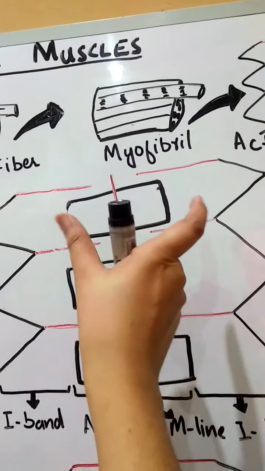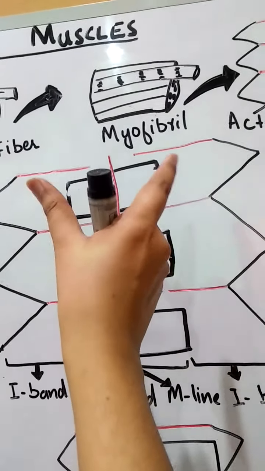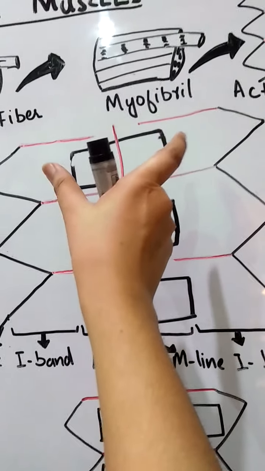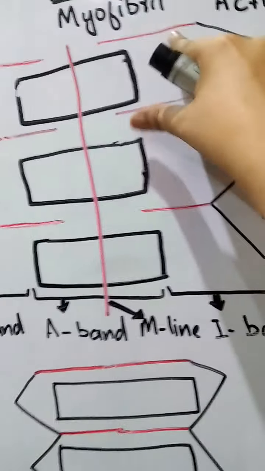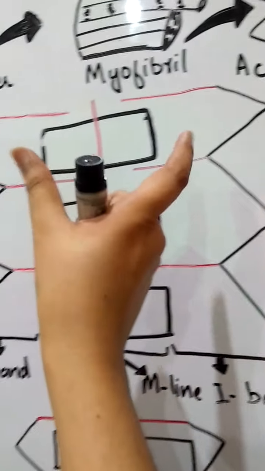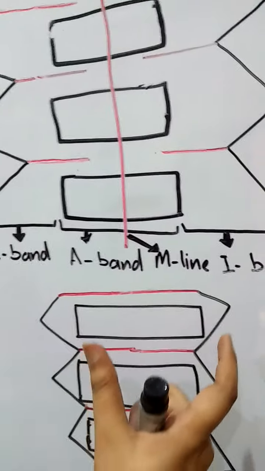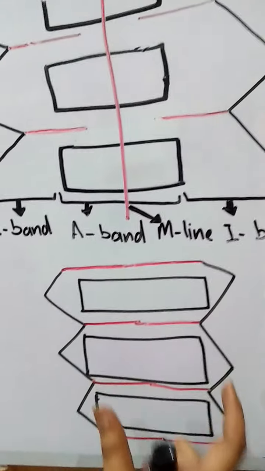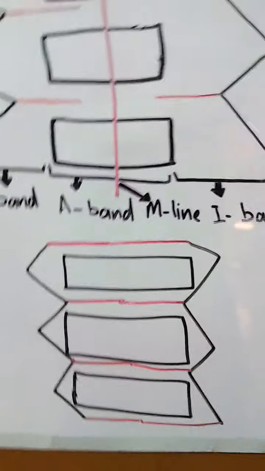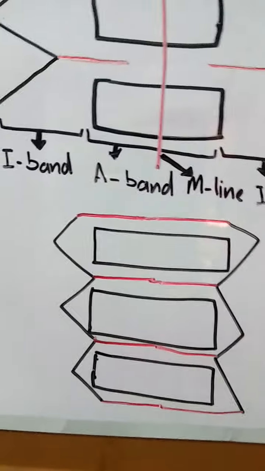So what will happen? When they are being pulled from both sides, they will shorten this region which is called the A band. The I band will shorten. So what will happen? I bands will shorten, and ultimately it disappears, and the whole region becomes the A band. This whole region will become the A band. So this is the mechanism by which muscles contract.